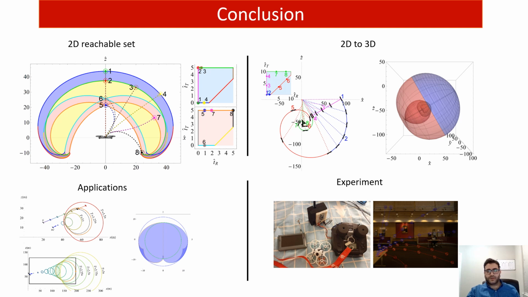To conclude, we showed the 2D reachable set regardless of the initial conditions. Also, we showed how to convert from 2D to 3D. And we presented the three applications that our paper can be used for: collision avoidance, escaping from a camera view, and drone countermeasures. Last but not least, we showed that the experiment matches the theory.